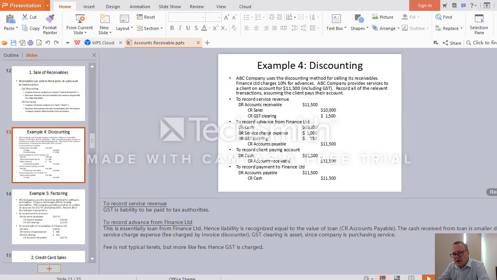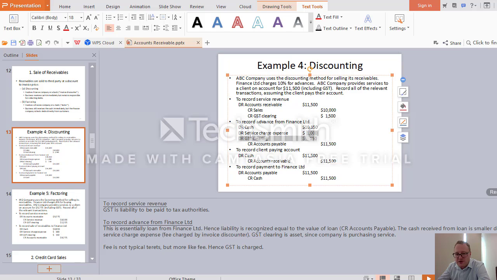So once you get the loan, you get the cash, and it is debited against the credit in accounts payable. In a similar fashion, if it is a 10% advance, 10% out of 11,500 would be 1,000 plus 1,150. And then you can split 1,150 into the actual service charge expense and into GST clearing.